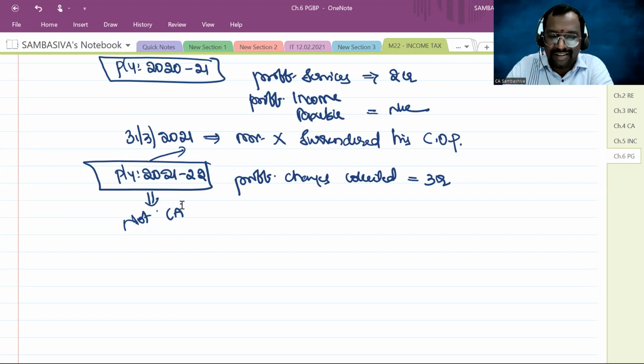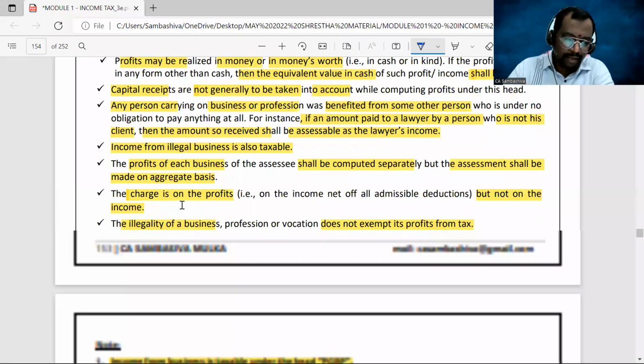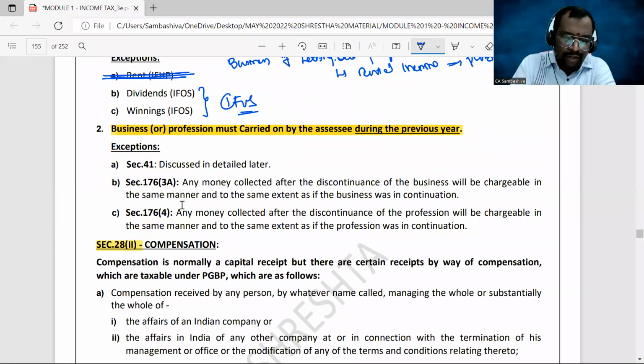Are you following or not? So even for the previous year 21-22, the assessee has not paid even a single rupee as tax liability. In order to overcome this loophole, this drawback in Section 28 clause 1, they came up with some clarifications. Look here, ma'am. The main provision is that the business or profession must be carried on by the assessee during the previous year. This is a loophole.